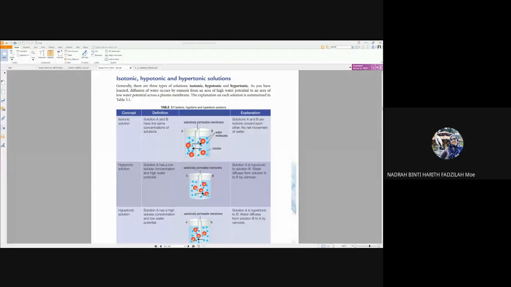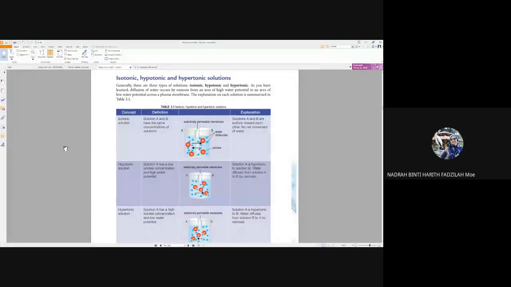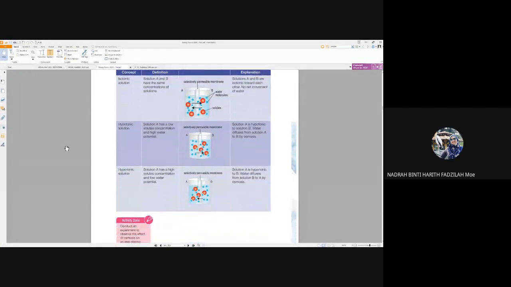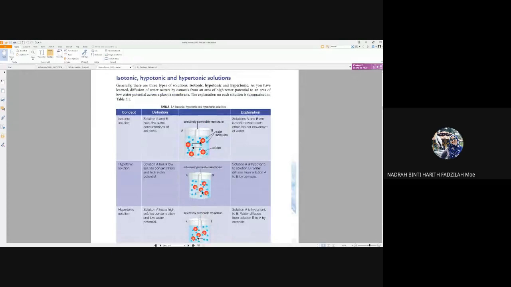Saya screenshot juga untuk kamu refer dalam Telegram. Nanti dalam Telegram nampak tak? Okay, betul. Page 58. This is the gist of page 58 I've shared with you inside the Telegram. Kalau tak nampak dalam picture, dalam share screen.